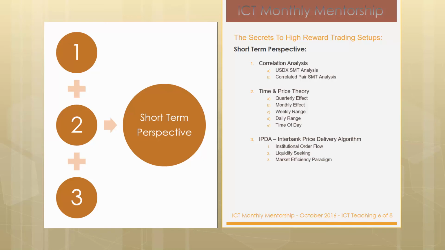And obviously IPTA is always going to be essential: understanding institutional order flow and understanding where the liquidity is and why the market will seek that liquidity. And our perspective is always with the market efficiency paradigm. We look at the marketplace in terms of where the orders are, and it's not the orders of the smart money, like supply and demand tries to teach. They teach you that this is where smart money orders are, and this is where smart money wants to go back to. They're not always doing that.